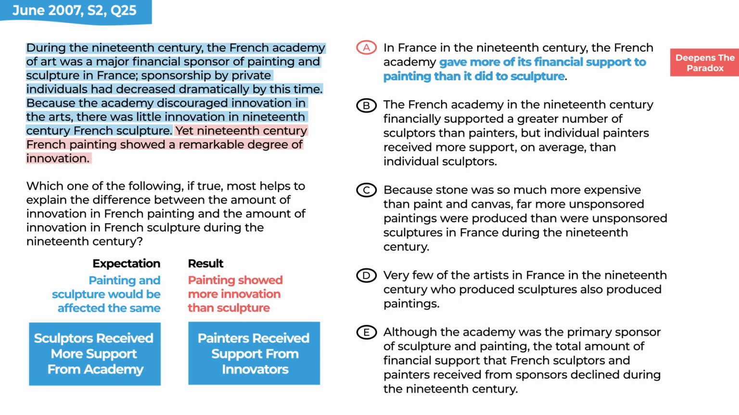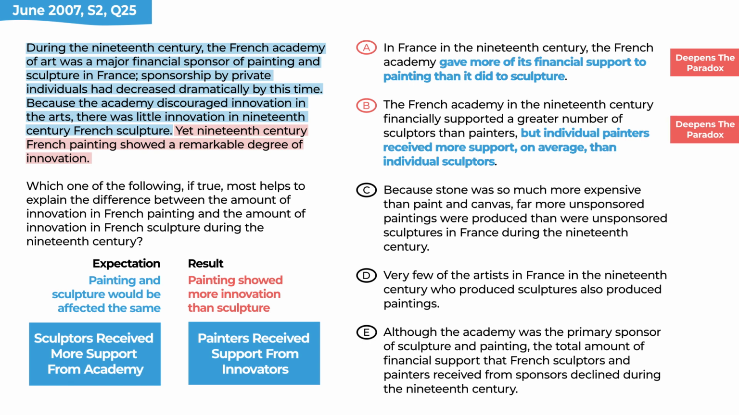Answer choice B says, the French Academy in the 19th century financially supported a greater number of sculptors than painters. So that looks okay, right? This is kind of like suggesting that the French Academy had more support going towards the sculptors than the painters. But individual painters received more support on average than individual sculptors. The first half of answer choice B sounds great. But the second half says that individual painters receive more support. This is going back the other direction again. We don't want the painters receiving as much support as the sculptors. So this actually also seems to be deepening the paradox again. Let's get rid of answer choice B.